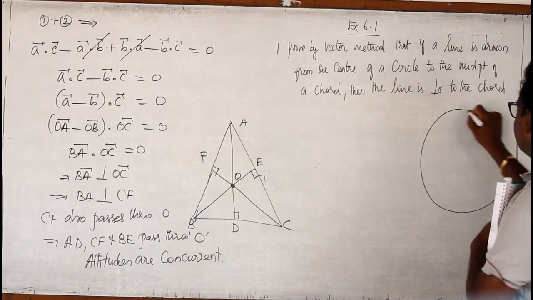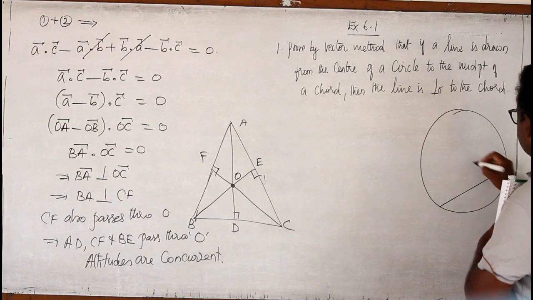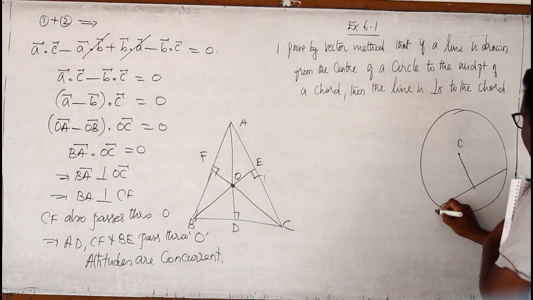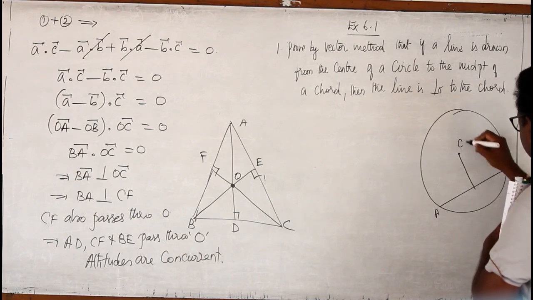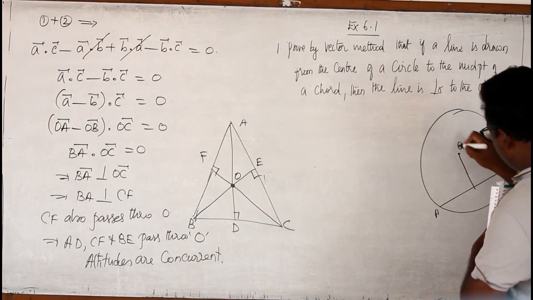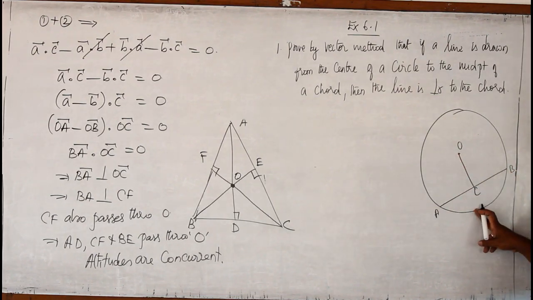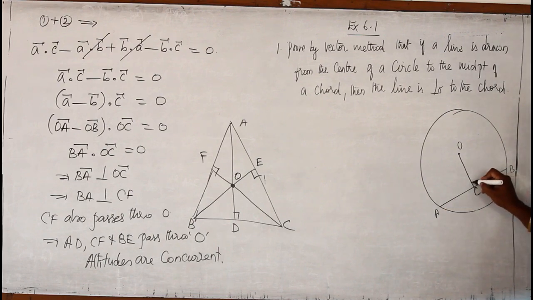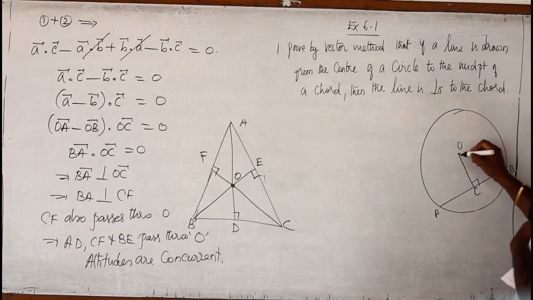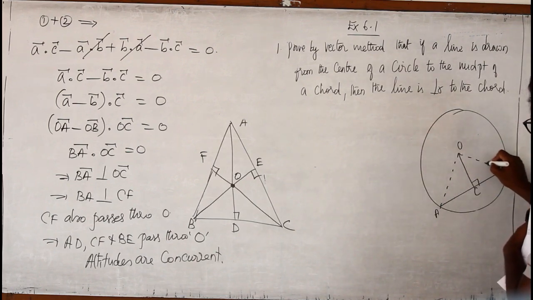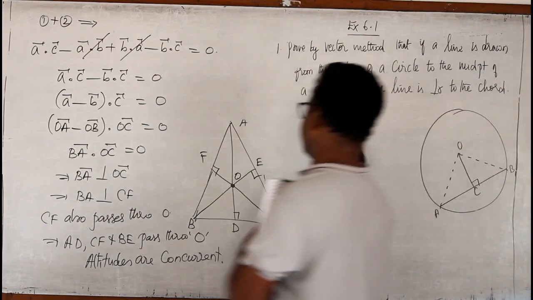That is, if I have a circle, I am having a chord. If I draw a line from the center to the chord, suppose I take O, and if C is the midpoint of AB, and I draw a line from the center to the midpoint of AB, then AB and OC are perpendicular. That's what we have to do. So let me join OM.